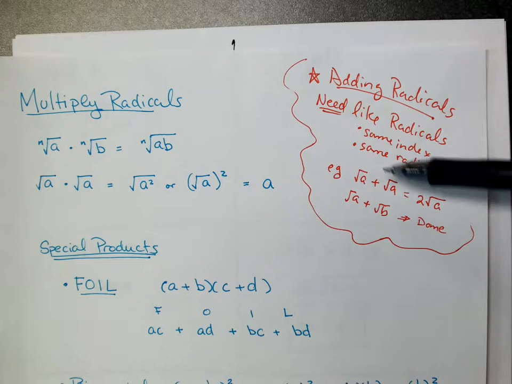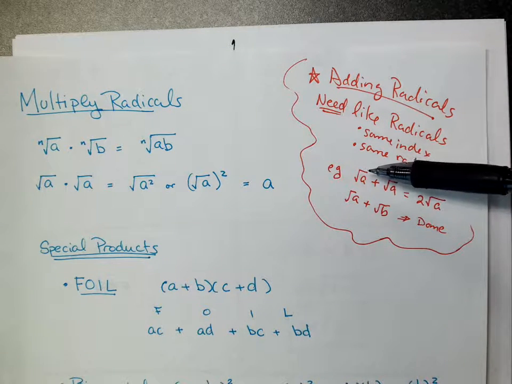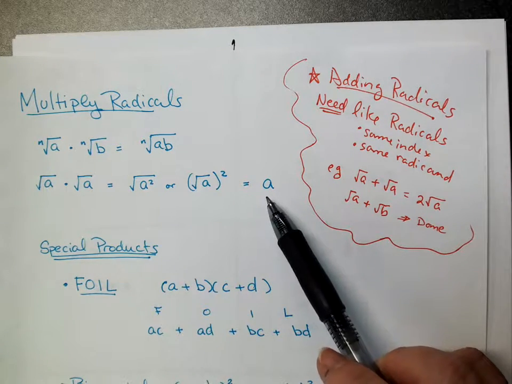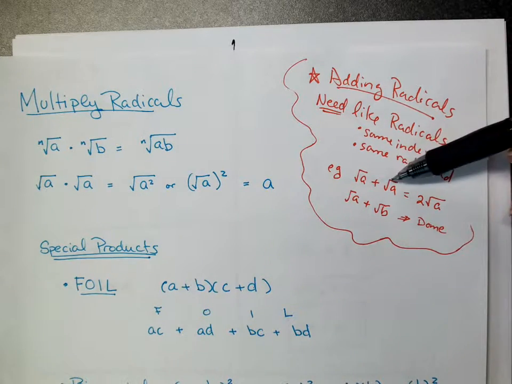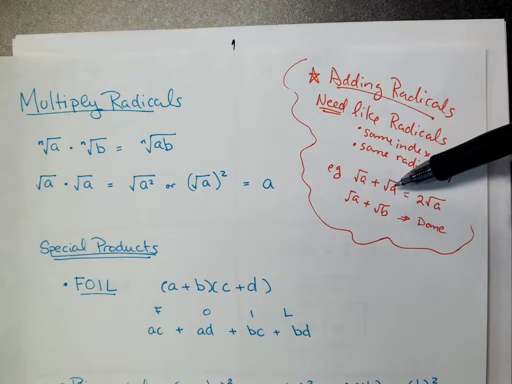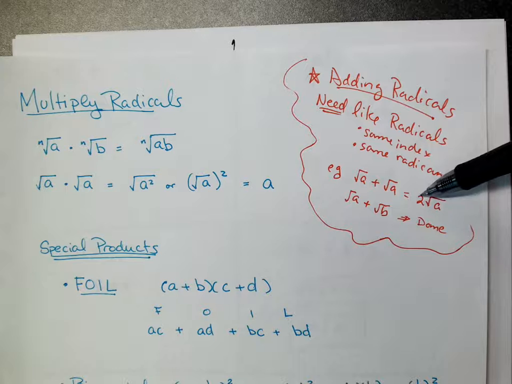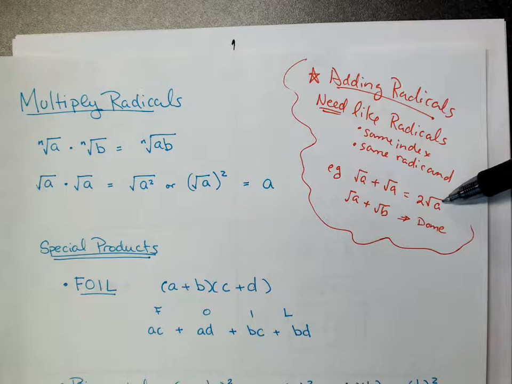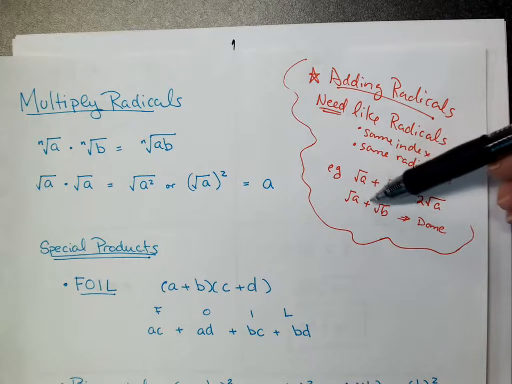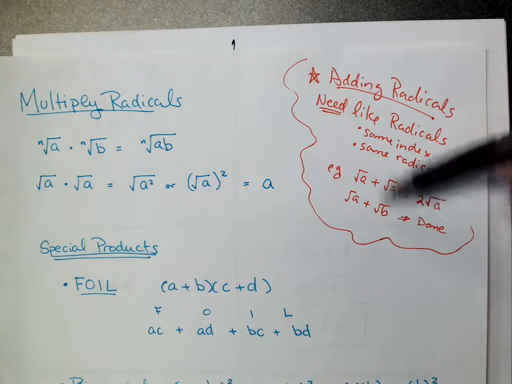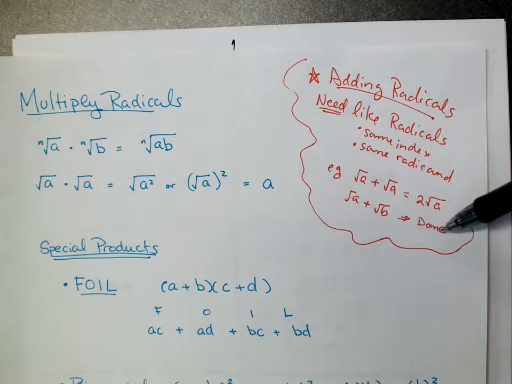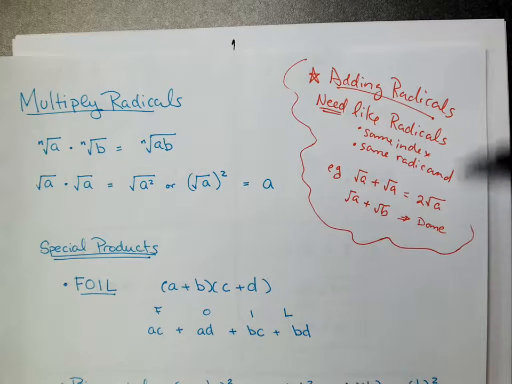And for example, very different cases here. Square root of a plus square root of a. Square root of a times square root of a is just a. Square root of a plus square root of a, like radicals, combine the coefficients. 1 plus 1 is 2. It's still square root of a. Square root of a plus square root of b, different radicands, are not like radicals, and therefore nothing you can do. This is kind of a summary of the adding rules.